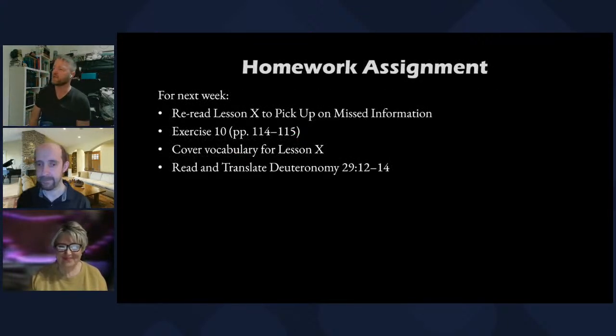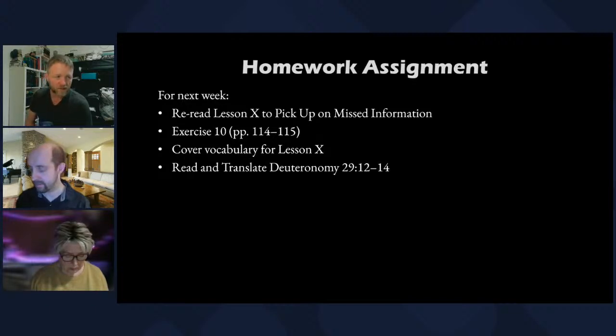So homework for next week. I know this was a lot of material. We can start looking at the homework if you want, because it's a lot. Reread lesson 10 to pick up on missed information, because there's extra stuff in there that I didn't go over. Exercise 10 is on pages 114 and 115. This is the homework. You need to write these out, okay? And cover the vocabulary for lesson 10.